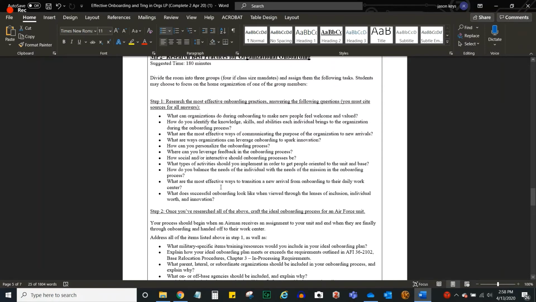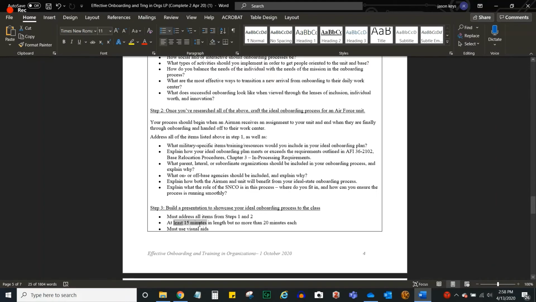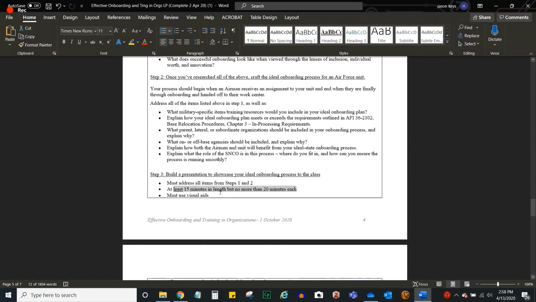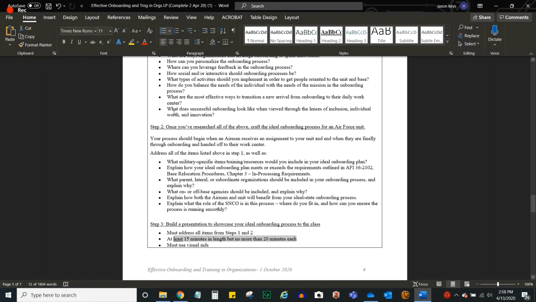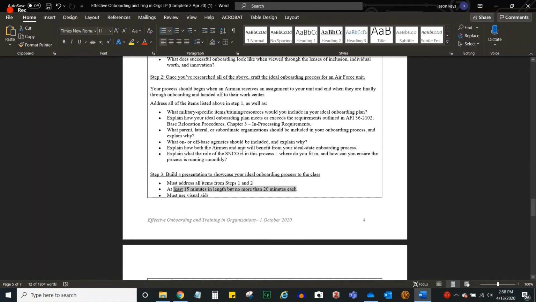So it's a lot of work to do all of this stuff and create a presentation that's at least 15 minutes in length, but no more than 20 minutes each. They have to use visual aids. They have to address all items from step 1 and step 2. It's a lot of work. That's why it's 3 hours long. It's almost half their day of education.